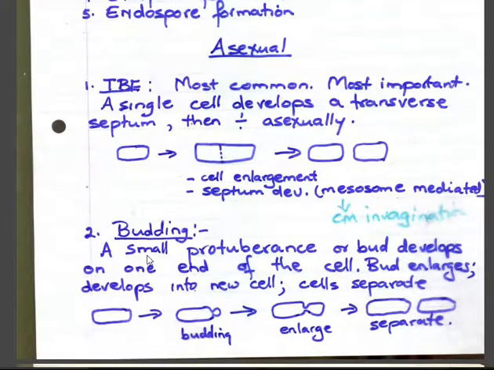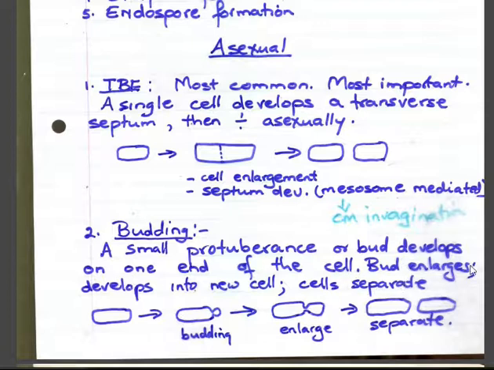Now, budding. If you're asked to describe budding, if you say the cell produces a bud, you don't get anything, because the person is asking you about budding because they don't know what a bud is. So you have to say a cell produces a small protuberance or a small outgrowth, and this outgrowth is the bud, and it develops on one end of the cell.